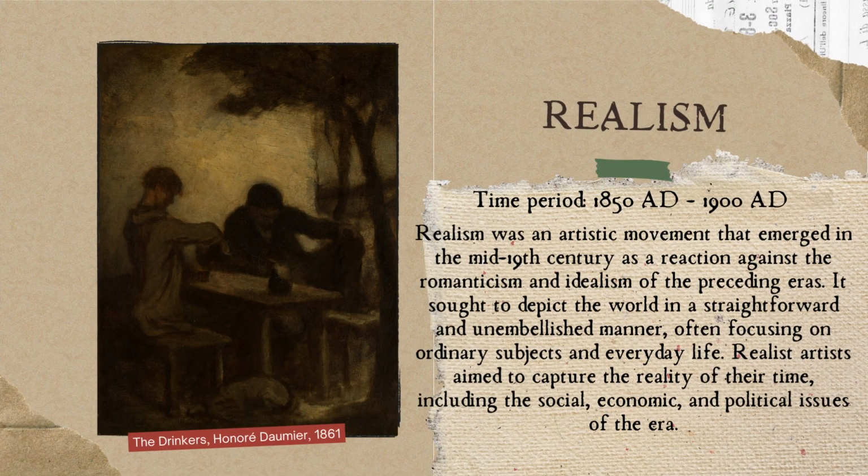Realism. Realism was an artistic movement that emerged in the mid-19th century as a reaction against the Romanticism and idealism of the preceding eras. It sought to depict the world in a straightforward and unembellished manner, often focusing on ordinary subjects and everyday life. Realist artists aimed to capture the reality of their time, including the social, economic, and political issues of the era.